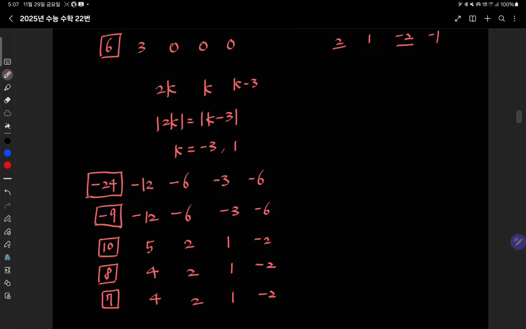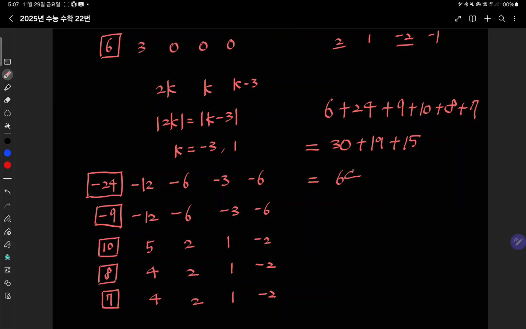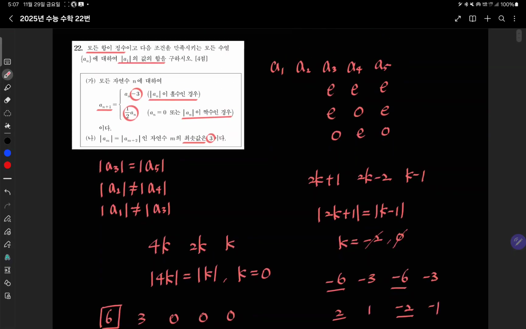So the sum of the absolute values of these 5 numbers is 64. So the answer is 64.